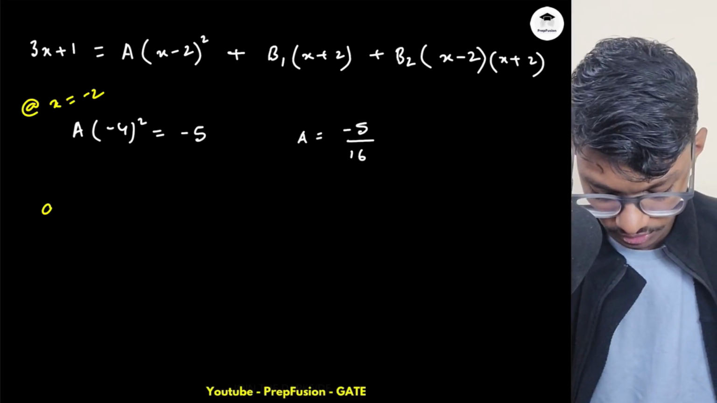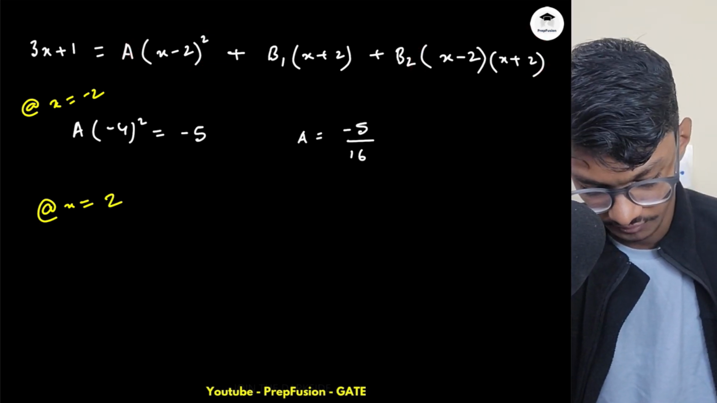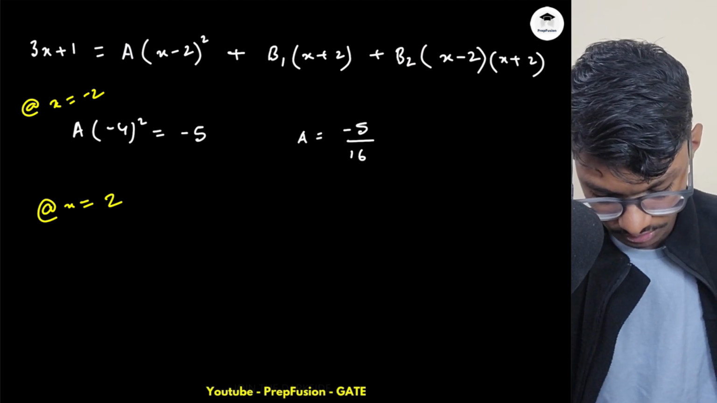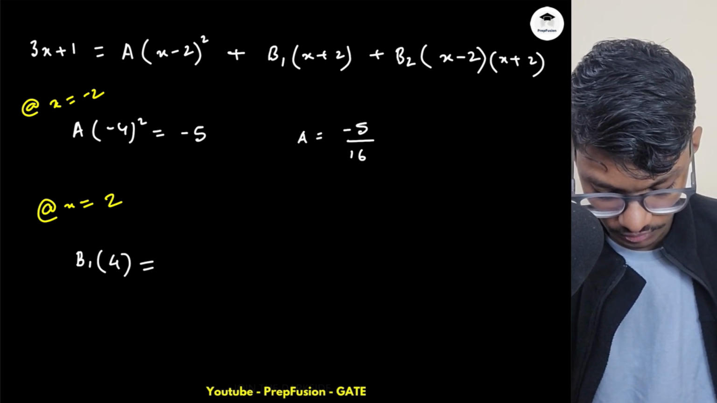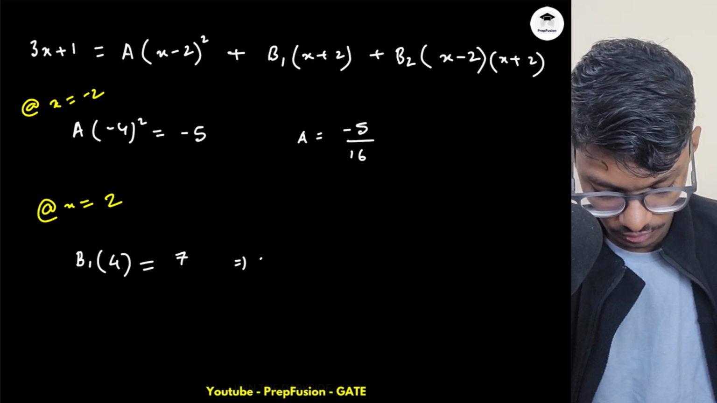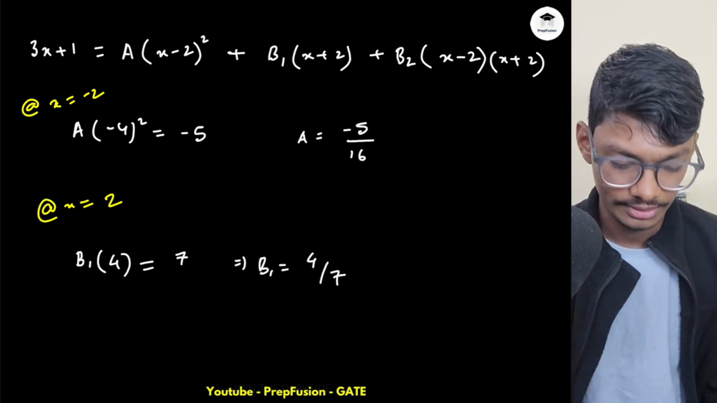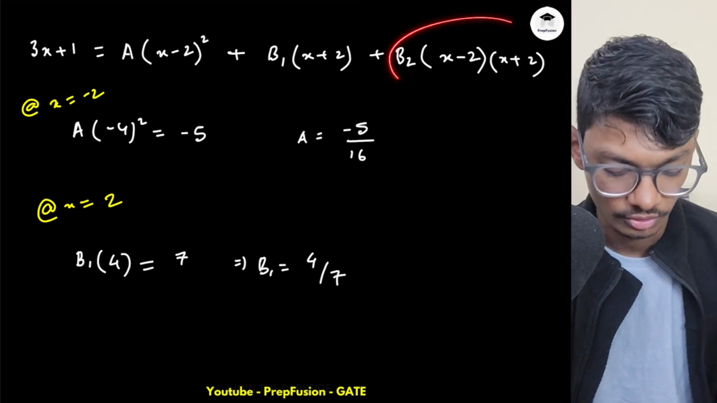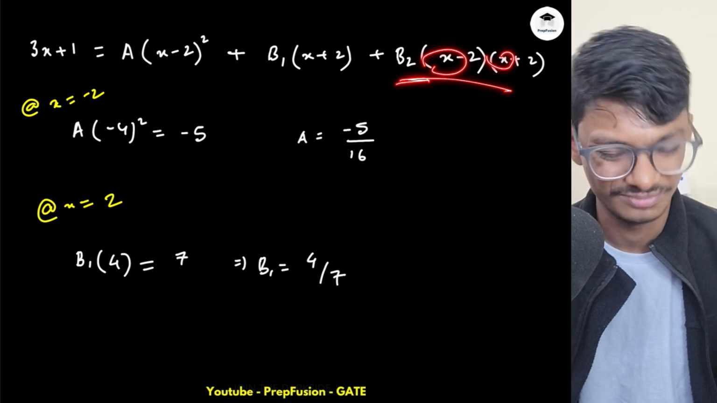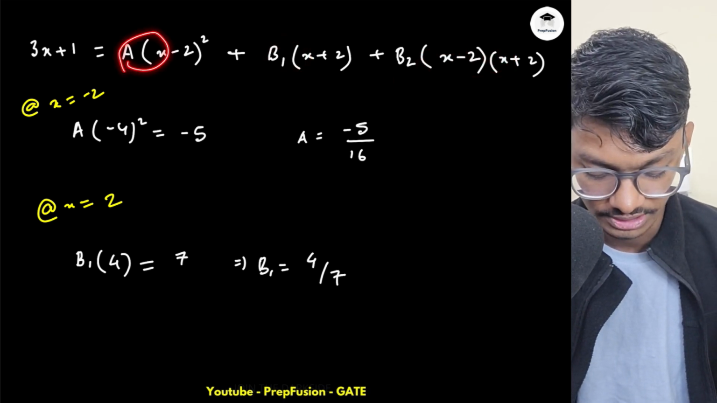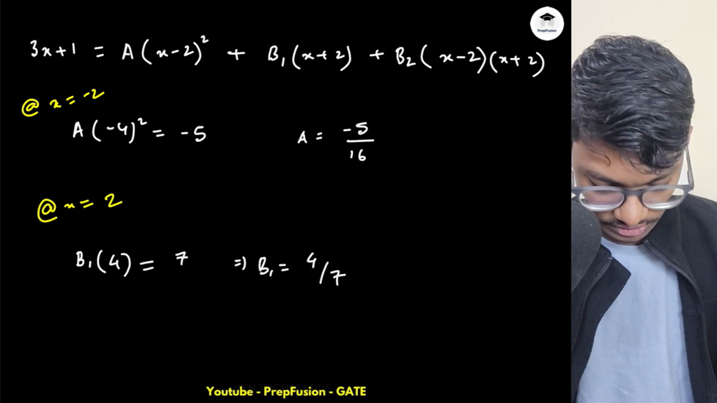So let's put x equals to plus 2, hence this and this will get cancelled, so I will be left with only this b1 term. So b1 into 4 equals to 7, so b1 equals to 4 by 7. Okay, so now let's solve for b2. So how will we solve for b2? What you can do is equate the coefficients of x square. This has only one x square term, b2, and this has no x square term, and this has one x square term, and on here we don't have any x square term. So equating coefficients of x square.